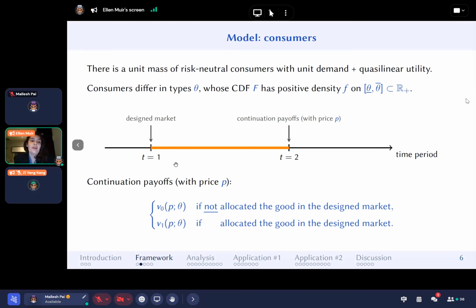So if t equals 1 is a primary market and t equals 2 is a resale market, then those who are allocated the good in the designed market would potentially become sellers in the resale market. So V1 would be the continuation payoff of agents who have the potential to enter this aftermarket as sellers. If the agents are not allocated the good, then they're going to enter the aftermarket potentially as buyers, and V0 would be the continuation payoff of agents who enter the aftermarket as buyers. Just to fix ideas, because at this point the framework is a bit abstract, but as I said, Ziyang's going to go very concretely through 2 examples later on.